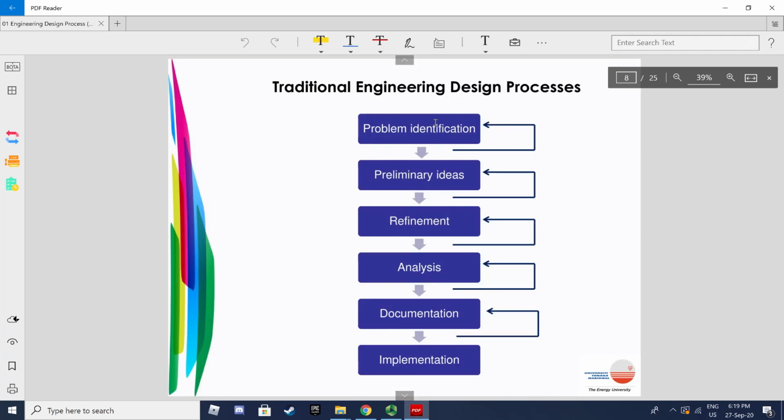And this is where the traditional engineering process begins, where first you start with problem identification. After it has been identified, you go for preliminary ideas on how you are going to attempt the solution, and then you do some refinement. After that you start to do analysis, and you document what you have already done, and you execute the action or the plan. Sometimes you need to reverse back, and this is where you do the iteration process. You need to return to a certain process to refine it.